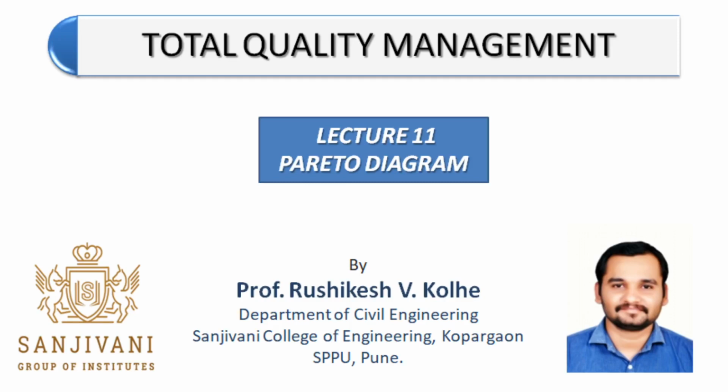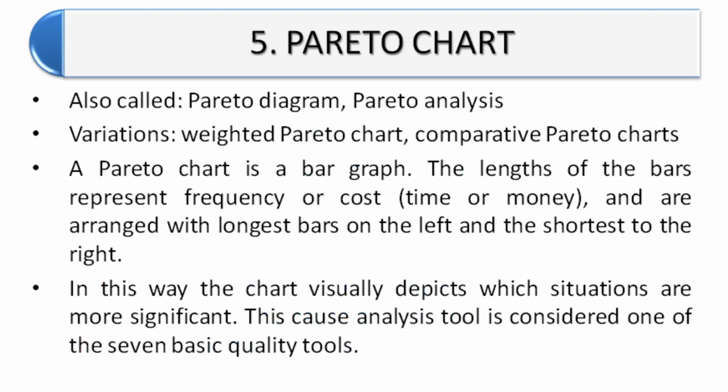Hello students, welcome to lecture number 11, that is on Pareto diagram. It is one of the 7 basic quality control tools, and it is used for plotting the defects by their occurrence type, how many defects are going to occur, and plotting them accordingly in descending order. That is the basic tool for a quality control chart, the Pareto chart, that you have to use.